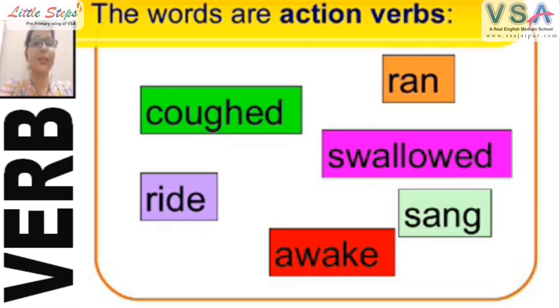Words such as curved, ran, swallowed, sang, awake, ride, sit, run, buy, sleep, laugh, all these words are called action verbs. Means actions done by the doer are referred to as action verbs.